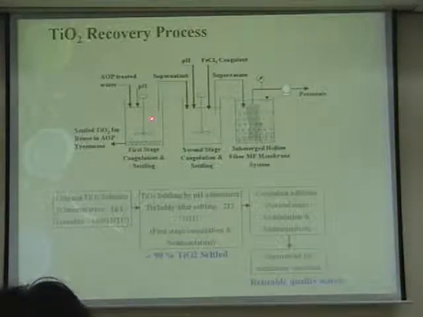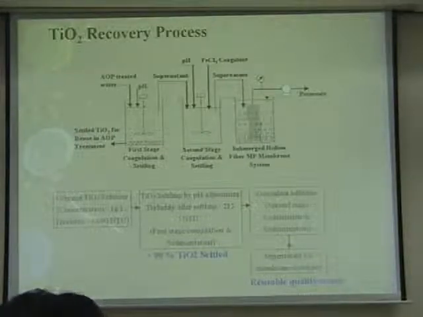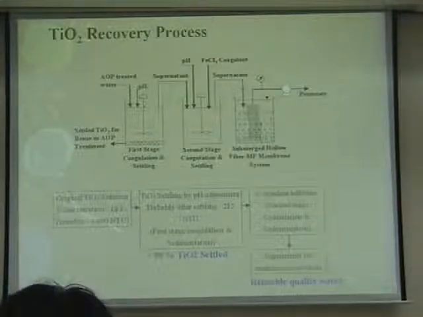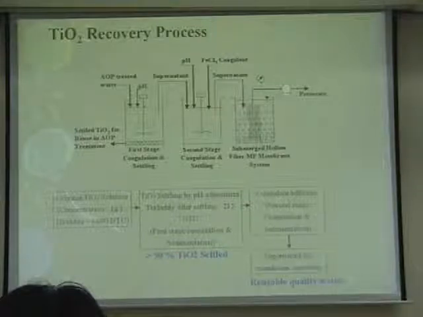This pH adjustment is based on the principle of the zero point charge, or the surface neutralization: the charge becomes 0 at a certain pH. So we use that phenomenon of TiO2 to settle down the TiO2 in the first stage without addition of any coagulant or any chemical. By adopting this stage, we were successfully able to settle down more than 90% of TiO2.